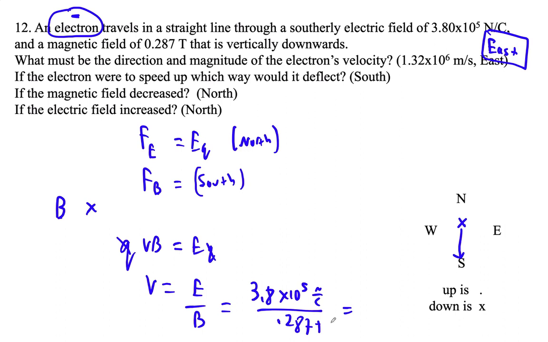Okay. That's Tesla. All right, so let's just get the number here. We won't worry about that. I'll go on a rant. 3.8 E5 divided by 0.287. Well, that's just a big unhelpful number. So I'm getting 1324041.812. So that's 1.32 times 10 to the 6th meters per second, and it's going to be to the east.